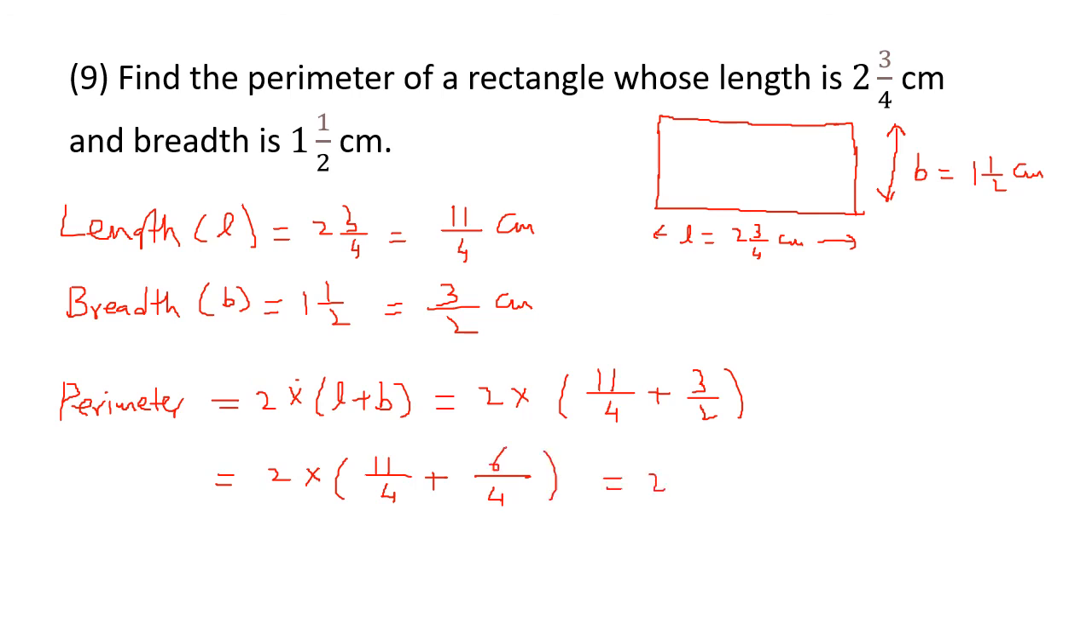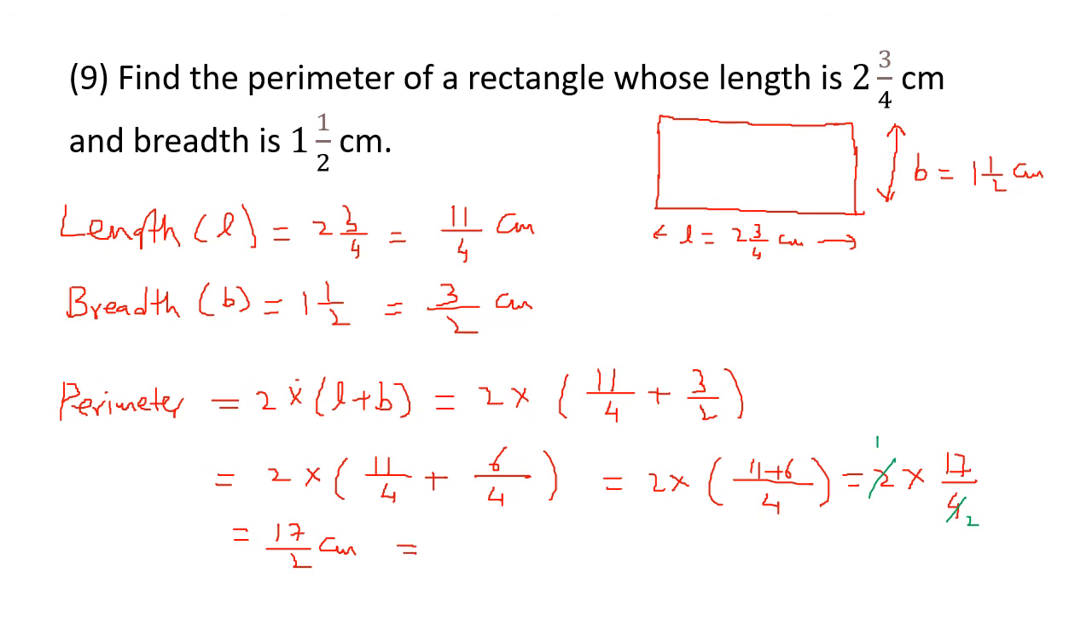So this becomes 2 multiplied by 11 plus 6. The LCM is 4. So the common number is 11 plus 6. Let me write fully if you wish. And this answer is 2 multiplied by 17 over 4. 11 plus 6 is 17 over 4. And you can divide this 2 and 4 like this. Let me use a different color. This is 1 time and this is 2 times. So the answer is actually 17 over 2. So the answer will be 17 over 2 centimeter, right? Because it is perimeter, the unit of perimeter is centimeter.